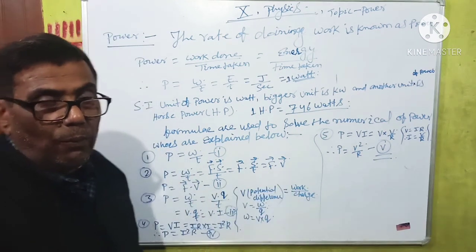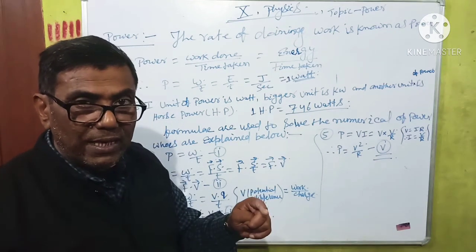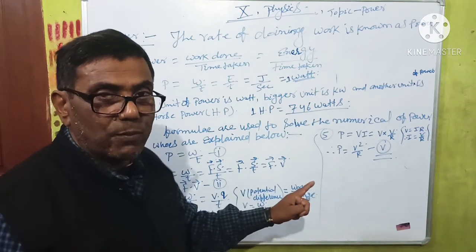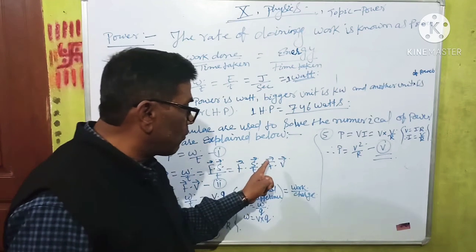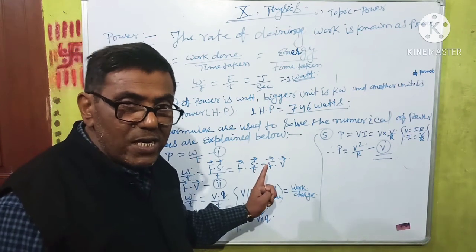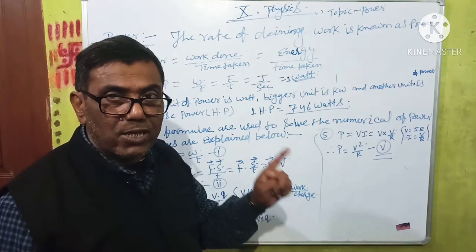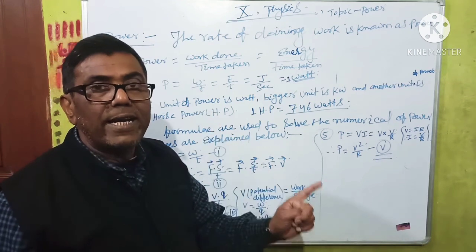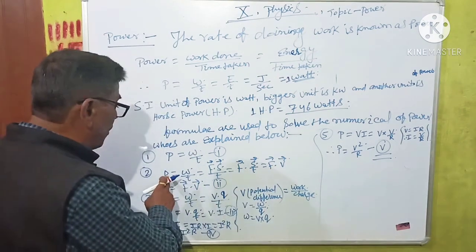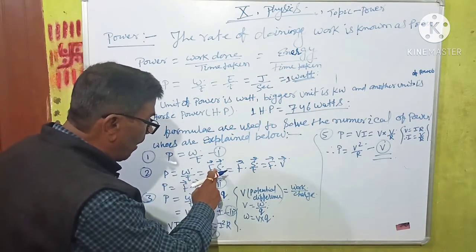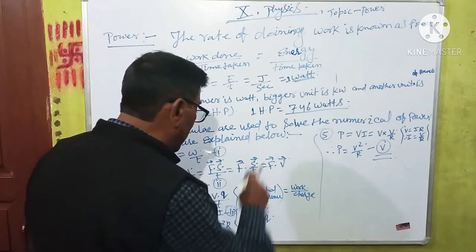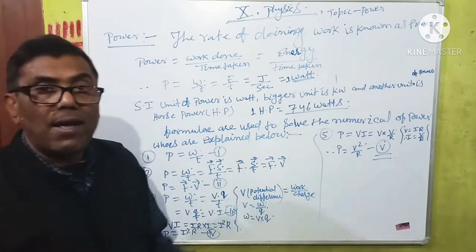For example, when a 20 Newton force acts on a body and it acquires a 10 meter per second velocity, then what is its power? Here the force is 20 Newton, velocity is 10 meter per second, so 20 Newton into 10 meter per second is equal to 200 watts. So it is the second formula: power is equal to W by T is equal to F dot S by T is equal to F dot V. Its magnitude is written as only F into V.